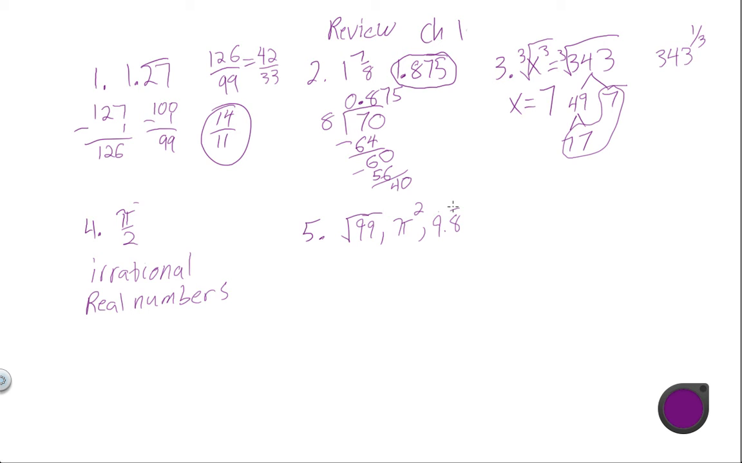Okay. Number 5, we have the square root of 99, pi squared, and 9.8 repeating. And we want to know what these would be in order from least to greatest. Okay, so let's look at the square root of 99. The square root of 99, we don't know. We could put it in a calculator, but we don't know it right away. It's between the square root of 81, which is 9, and the square root of 100, which is 10. It's between 9 and 10. It's a lot closer. It's only 1 away from 100, and it is 18 away from 81. So much, much closer to 100.